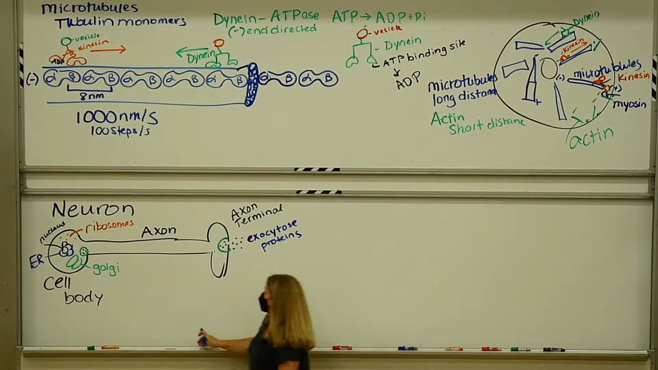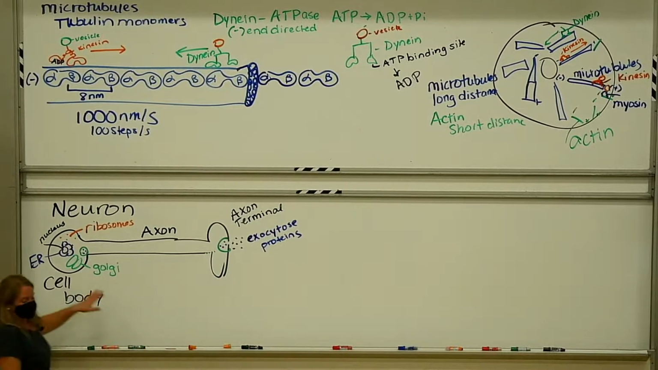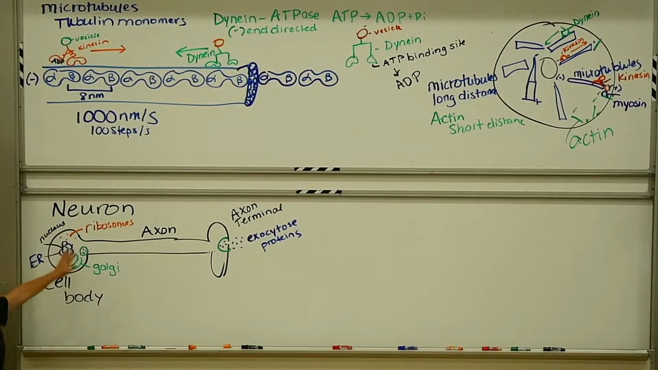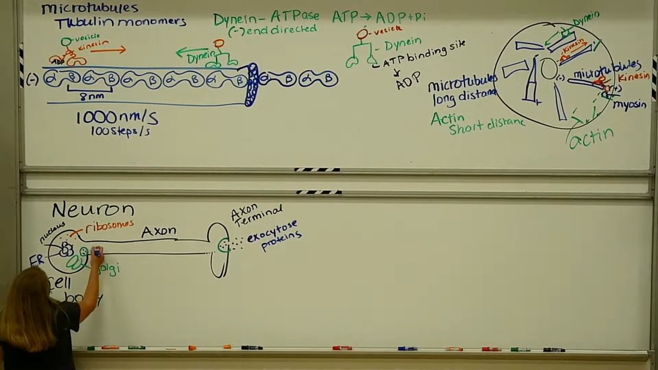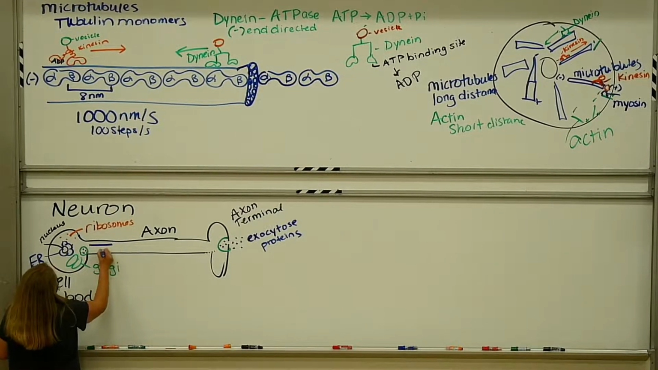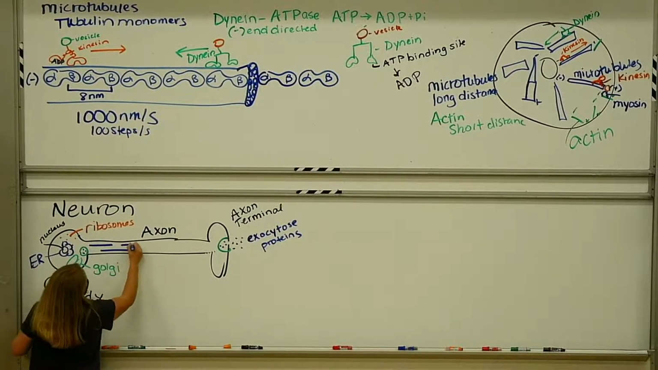So in this case, we're still going to have our cytoskeleton in this cell body, but we now have these microtubules that are going to be running down this axon.